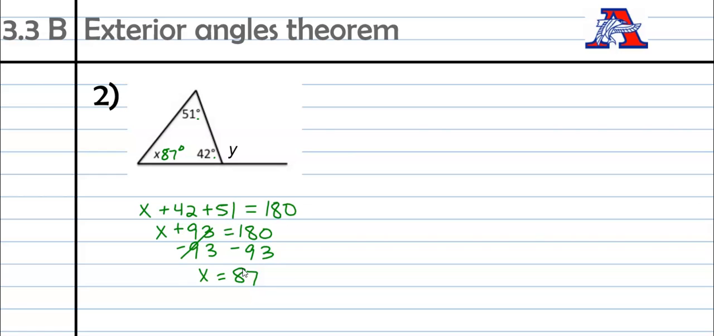Since we're working with the exterior angles theorem, I'm going to do it that way. So that outside angle y should be equal to the sum of these opposite two angles. So it should be equal to 87 plus 51. So y is equal to 138 degrees. And then again, we can check with that linear pair. So we got this guy right here, 138 and 42. That is definitely 180. So that tells us that we did it right.